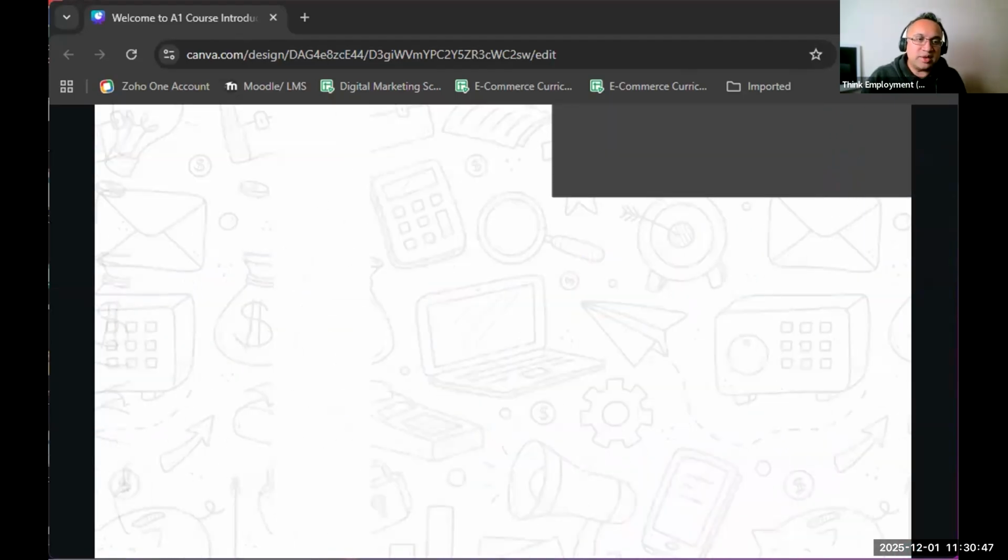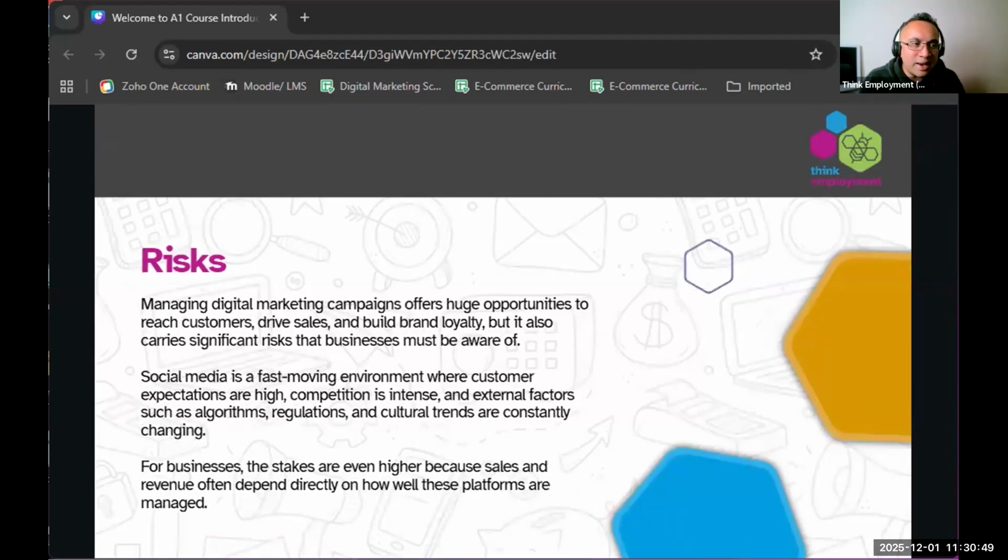So there's certain risks as well, and managing those risks is important. Risk can take many forms. Some can be internal, such as from poor planning, if we didn't plan properly, unclear responsibilities, people don't know what they're doing, overspending on advertising without a clear return. Others could be external, such as negative customer feedback.